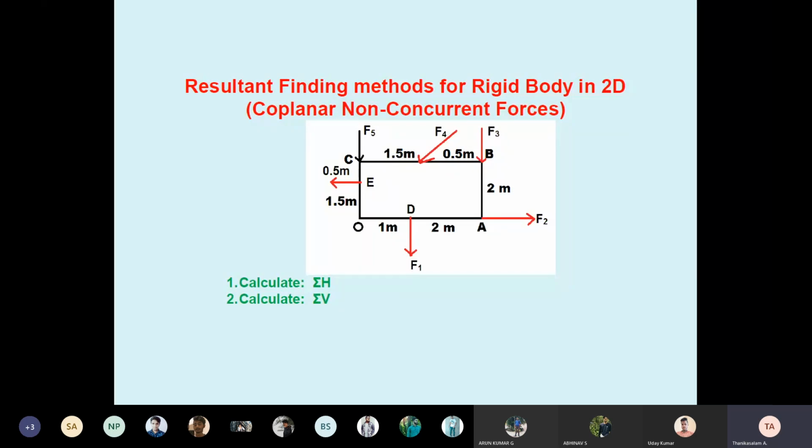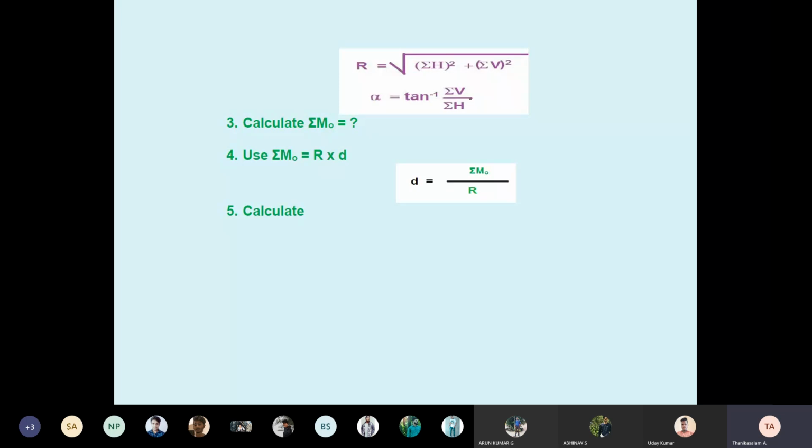Whenever you say rigid body in 2 dimensions, the other name is coplanar non-concurrent forces. When you say particle, it is coplanar concurrent forces. So the method for finding the resultant: calculate the summation of all horizontal forces, then the summation of all vertical forces. The resultant is the square root of summation H squared plus summation V squared. The resultant direction alpha equals tan inverse of summation V divided by summation H.